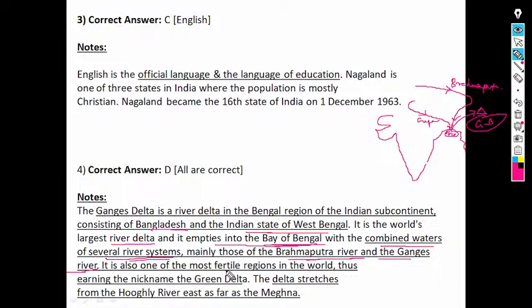It is also one of the most fertile regions in the world, thus earning the nickname Green Delta. The delta stretches from the Hooghly River east as far as Meghna. Actually, the Ganga and Brahmaputra combined stream is your Meghna.